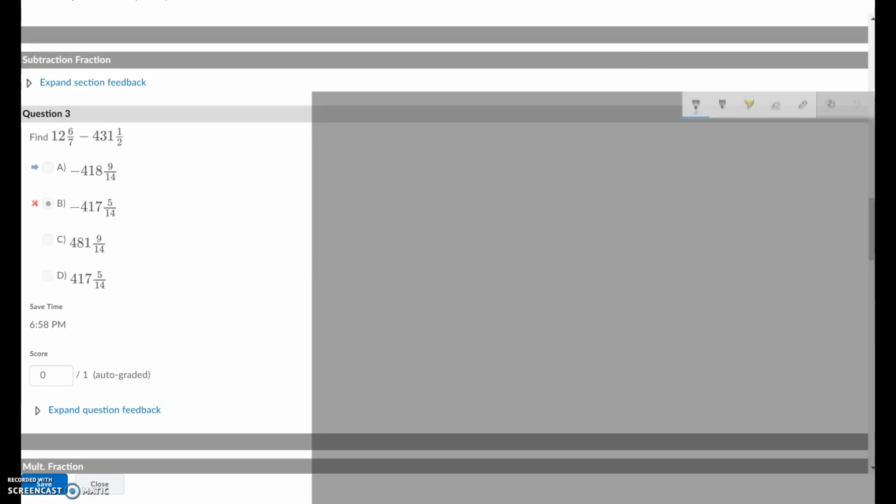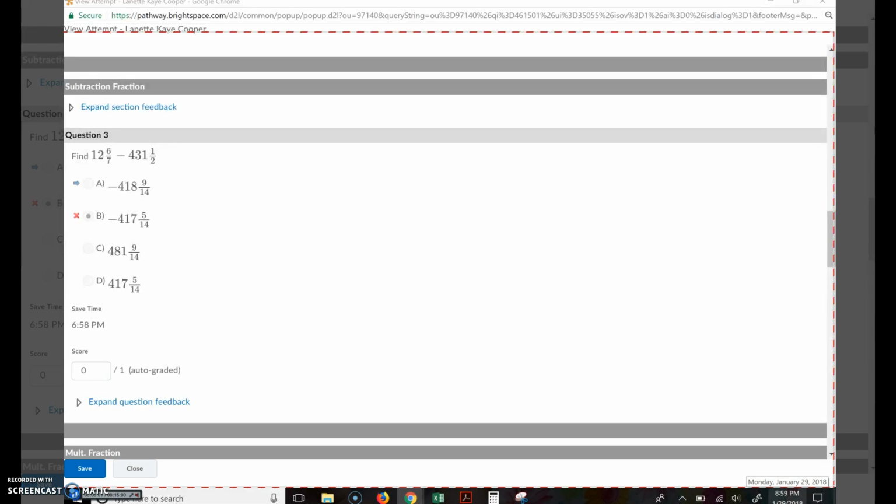Okay, I'm gonna show how to do this problem real quick. So we start out with 12 and 6/7 minus, here's the problem, minus 431 and 1/2.